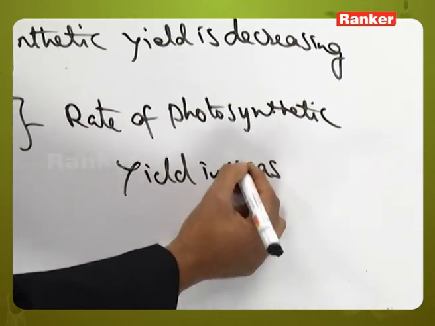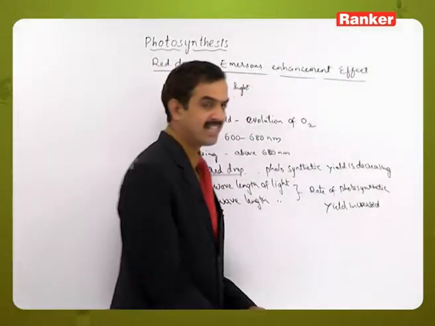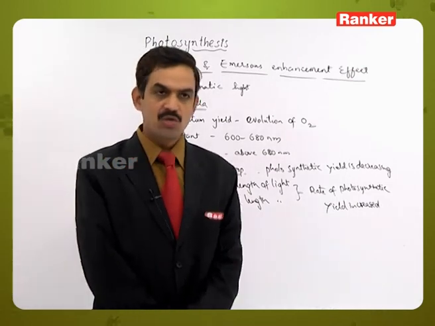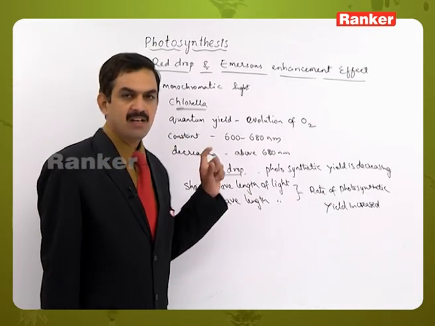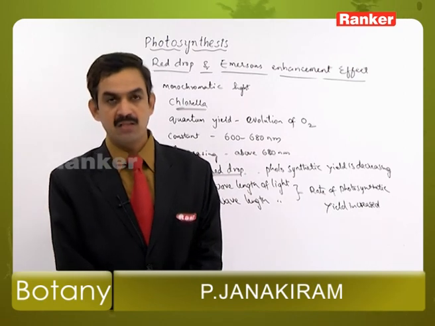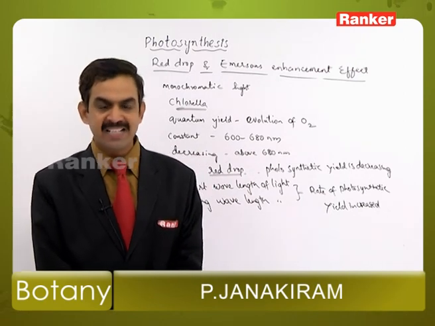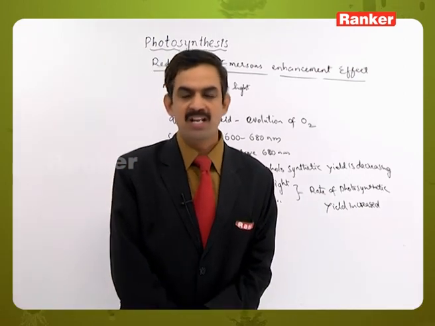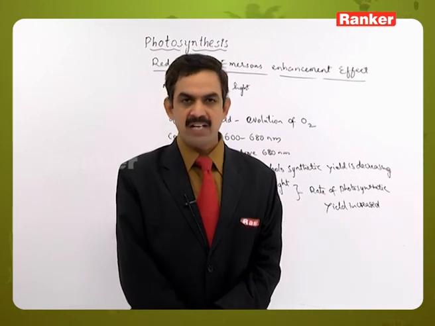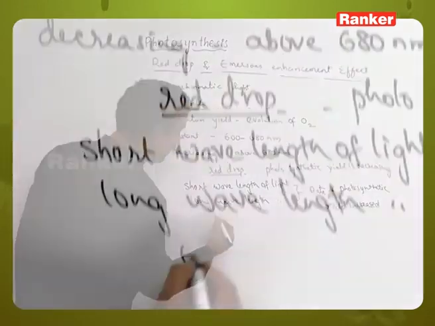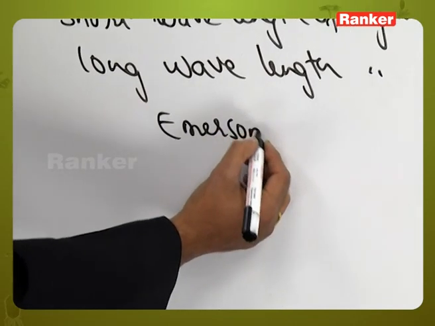So the photosynthetic yield was increased, which was more than the sum of the individual wavelengths of light which are provided to the plant. So this shows that there was an increase when both the wavelengths of light are operated simultaneously. So this is called Emerson's enhancement effect.